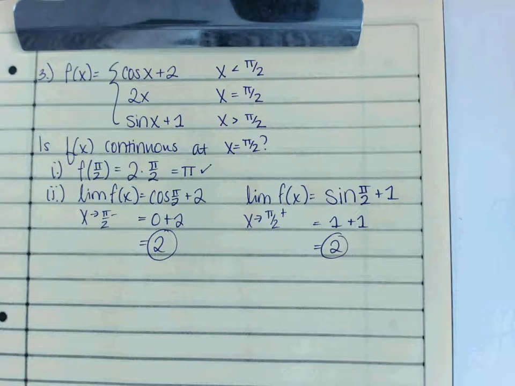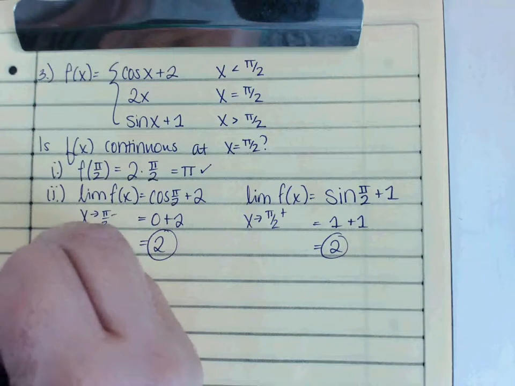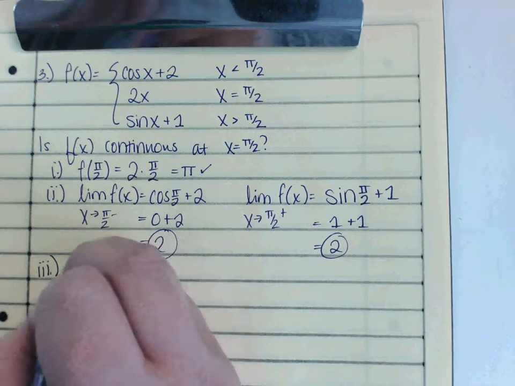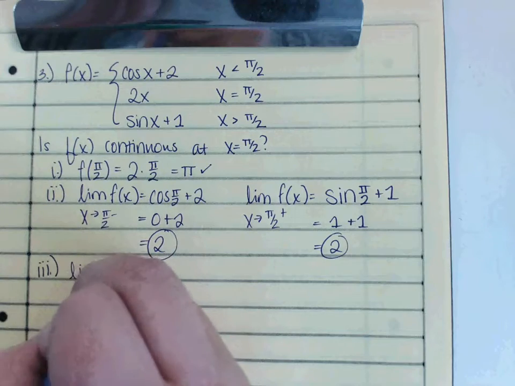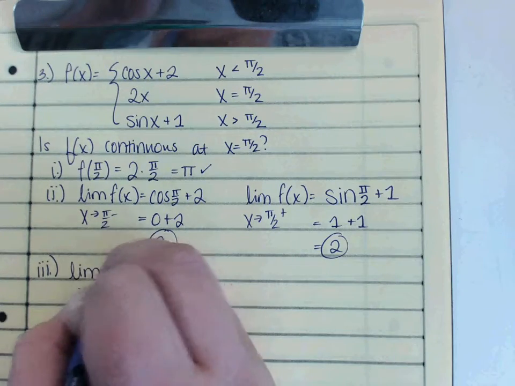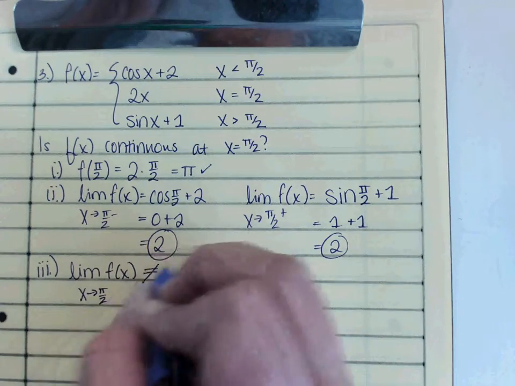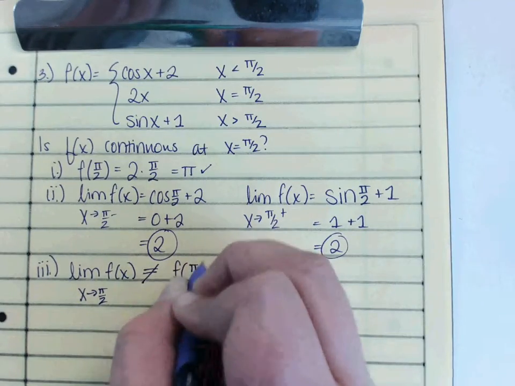Step number 3, these had to match. They don't match, so what would your conclusion be? Not continuous. My limit is at a height of 2, but my closed dot is at 3.14. Those don't match each other, so that would be not continuous. Okay? So the limit as x approaches pi halves did not equal f of pi halves.